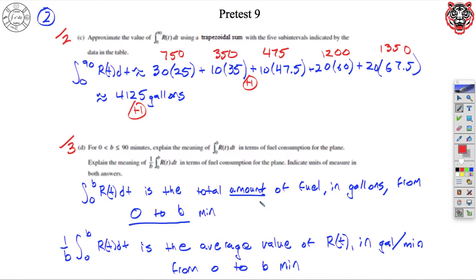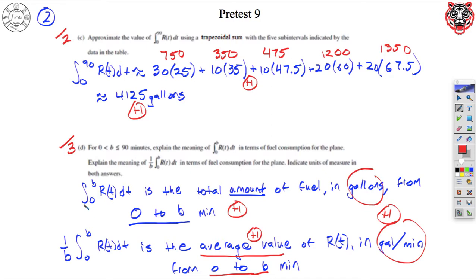All right, so 1 point if you say amount from 0 to b, that's plus 1. 1 point if you say average value from 0 to b. What if I said average fuel consumption? That's what I said. Yeah, that's fine. And the last third point is if you got both of these. So if you got gallons and gallons per minute, that's plus 1. You had to get both of those to get this last point. Wait, I said gallons per minute in the first one. Then you don't get the point. So amount of fuel should be gallons. One of them, you still don't get the point.